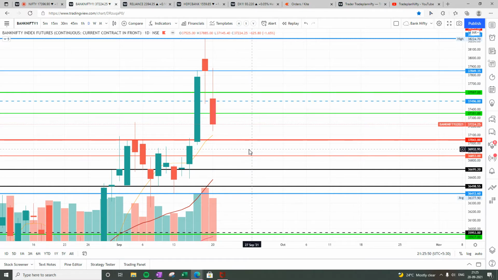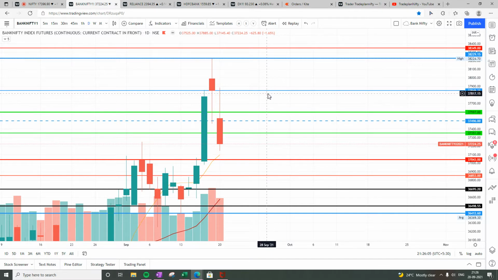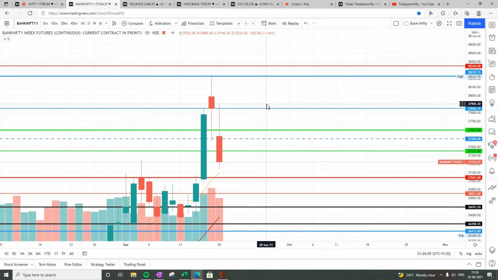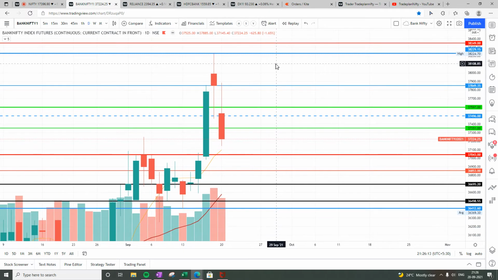Now it will have a very good support at 37,050, and if 37,050 is gone, then the next supports will come at 36,700 and 36,400. On the top side, it has to fight back 35,600 to touch 38,350, which is the upper side of the Bank Nifty.